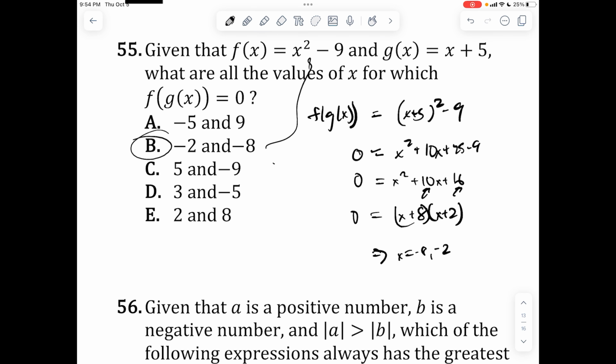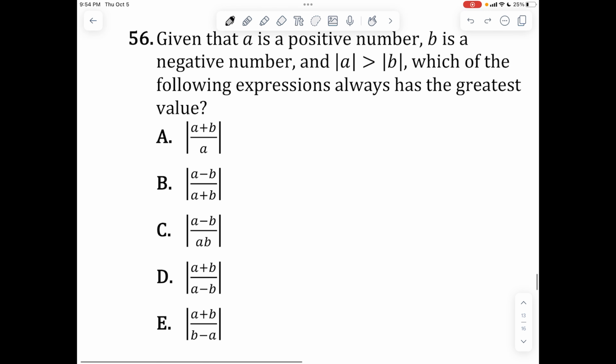You could also plug and chug. This is going to take a long time. So actually, no, you can't plug and chug. You can plug and chug to this or to anything here, but it's just going to take longer than factoring.